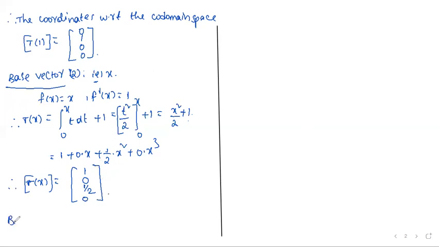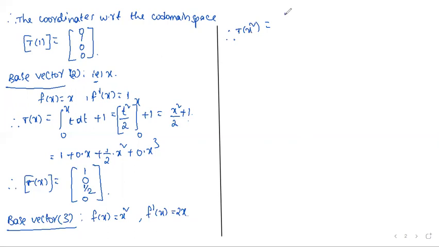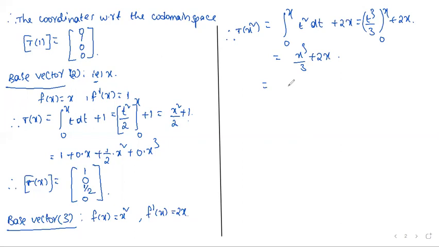And the next, base vector 3, that is f(x) equals x^2. Then f'(x) equals the derivative, that is 2x. Therefore T of x^2 equals integral 0 to x of t^2 dt plus 2x, that is t^3 by 3 with limits 0 to x, plus 2x, which equals x^3 by 3 plus 2x. So this can be represented in the linear combination of basis vectors of the codomain space.